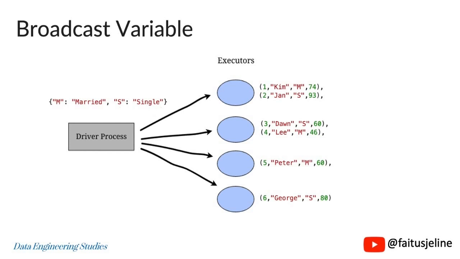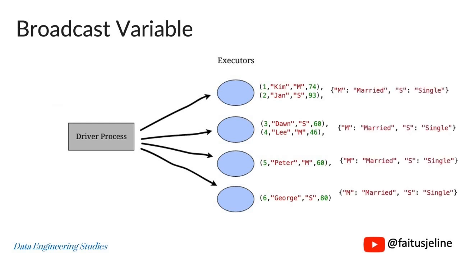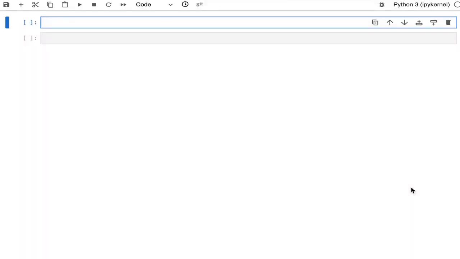In order to avoid that, we can create a broadcast variable for this small data set. By doing this, the small data set will be copied to all the worker nodes, and thereby we can avoid the data shuffling and reduce the network IO operation. Let's see the practical implementation of the broadcast variable.